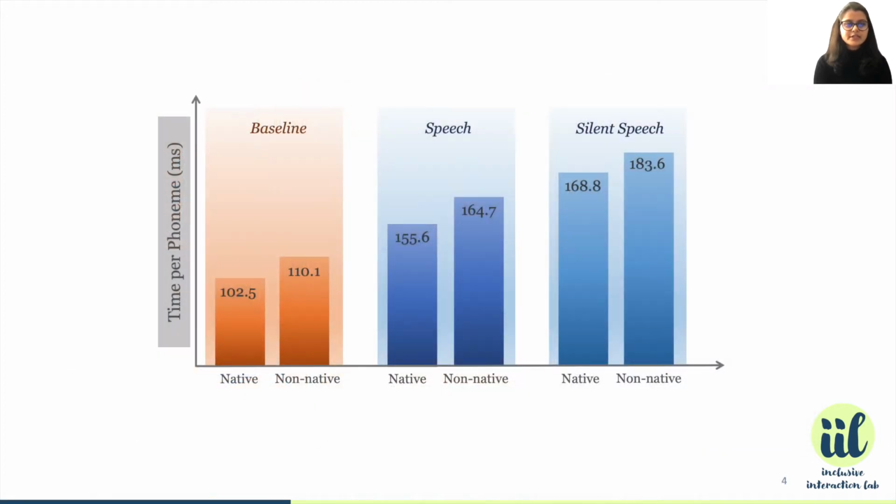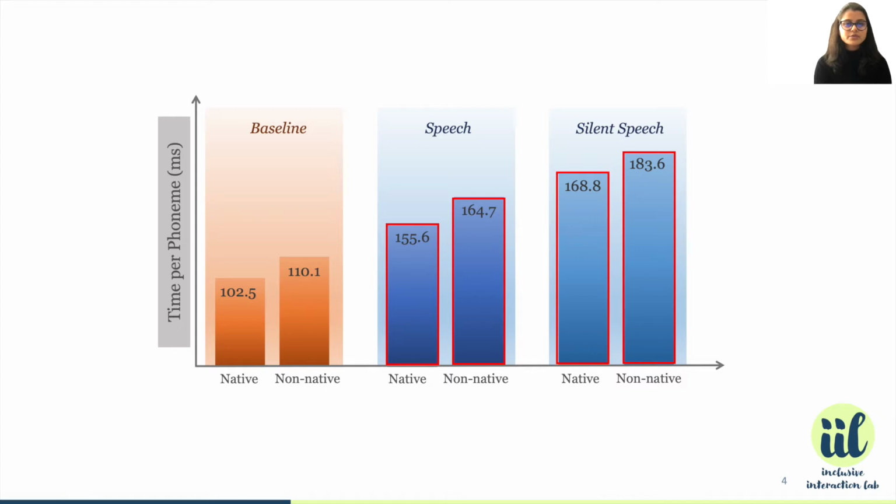The study revealed that both native and non-native speakers spoke at much slower rates compared to usual speaking rates when using speech and silent speech recognizers. With speech, native speakers were about 50% slower, while non-native speakers were about 52% slower. With silent speech, native speakers were about 65% slower, and non-native speakers were about 67% slower.